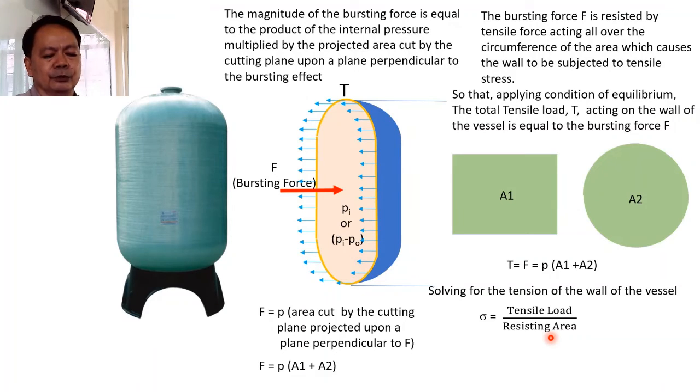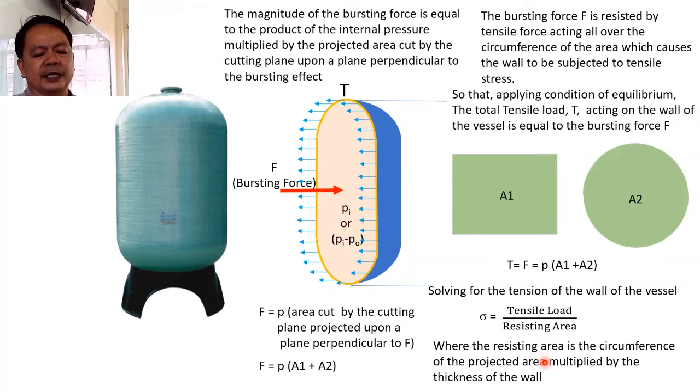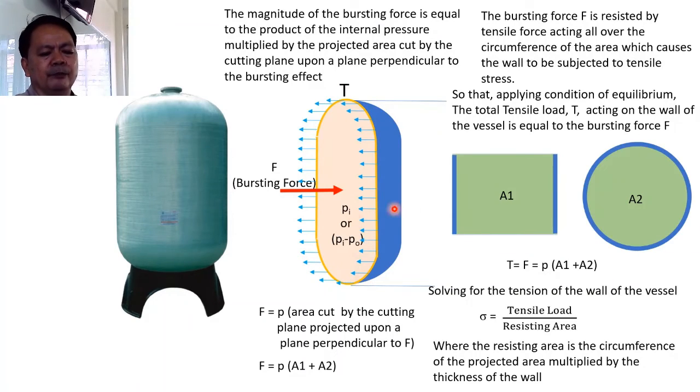Okay? So, ganun yung makikita, ano? Where the resisting area is equal to the circumference. Circumference naman ng ating projected area. Kung titignan natin dito, ano ba yung circumference? Ito yung circumference ng kulay dilaw na nakikita natin dito. Which actually, in this case, is the sum of the two lengths of the cylinder and the circumference of the circle. So you have twice this length and the circumference of the circle.